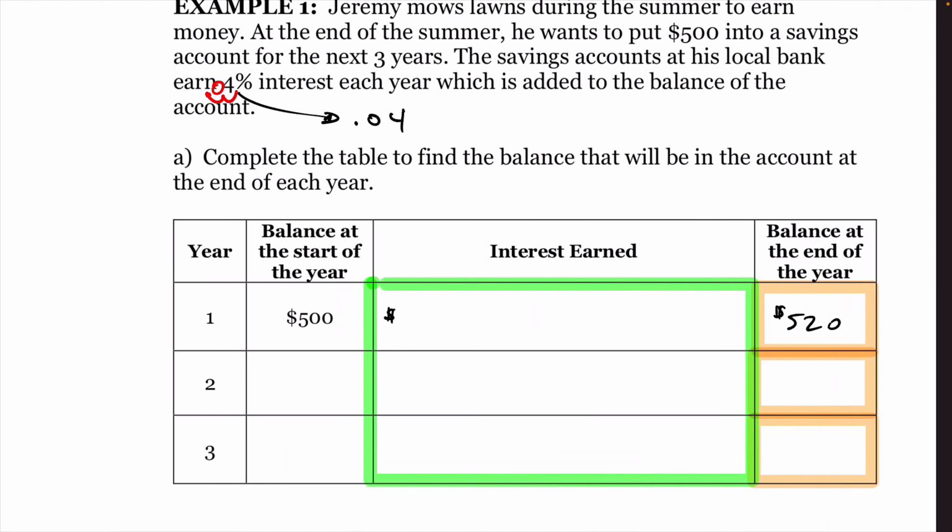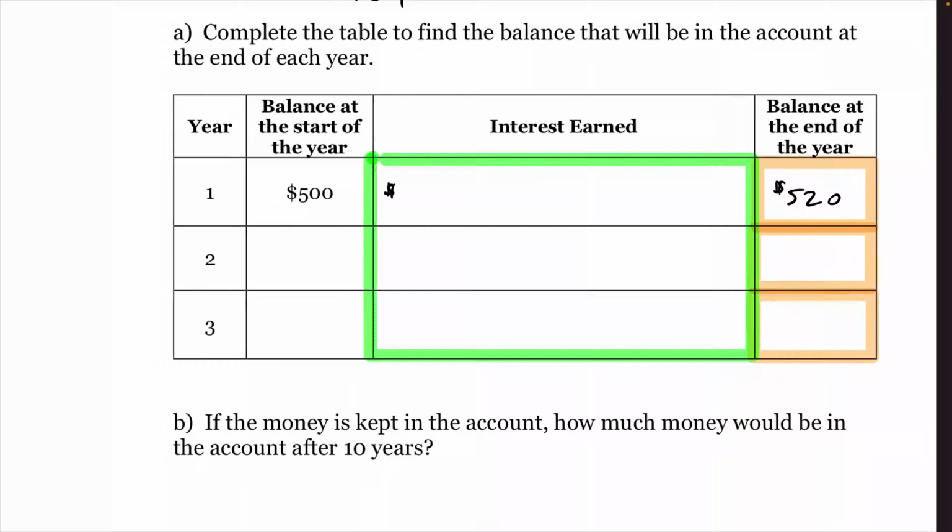Good. Keep going, Bernard. And then I multiplied $500 by 0.04 and I got 20. Good. So we get 20 more dollars? And then you added them together, right? Yeah. Perfect. Just like that. Okay? So if you weren't sure, that's the recipe. So do that for the next 2 years.